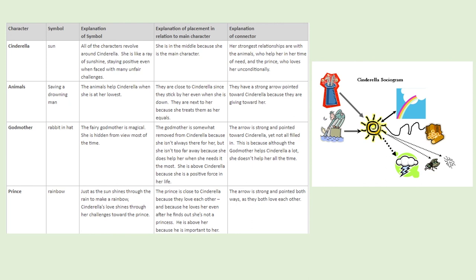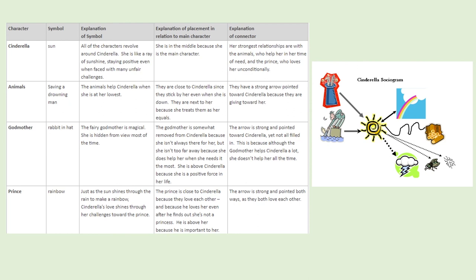The godmother is the rabbit in the hat. And that symbol is used because the fairy godmother is magical, and she's hidden from view most of the time. The godmother is somewhat removed from Cinderella because she isn't always there for her, but she isn't too far away because she does help her when she needs it the most. So she's above Cinderella because she's a positive force in her life. And you can see she also has a strong arrow pointed towards Cinderella, but it isn't completely filled in. And that's because the godmother helps Cinderella a lot, but she doesn't help her all the time.